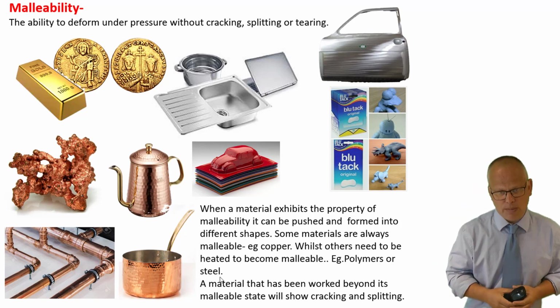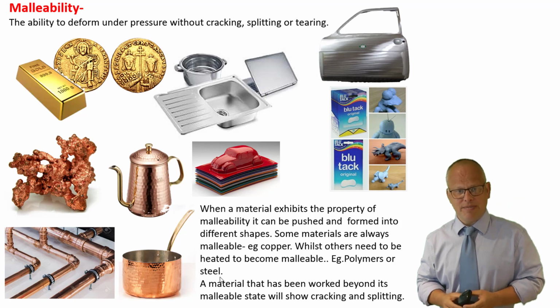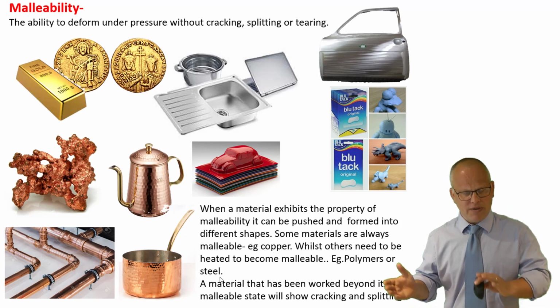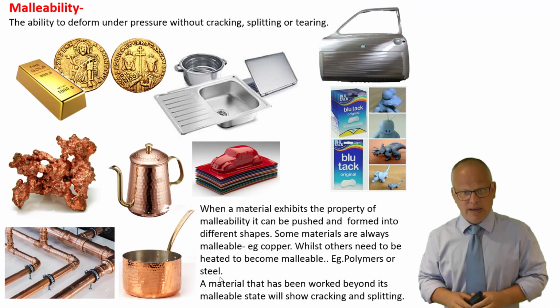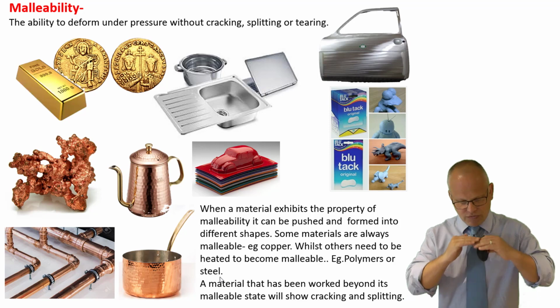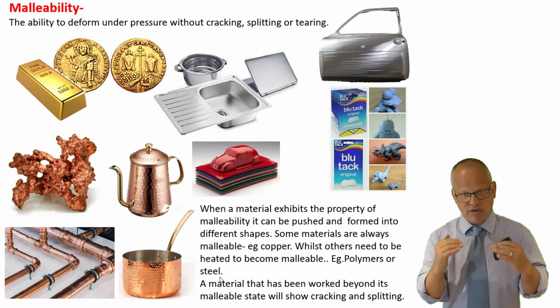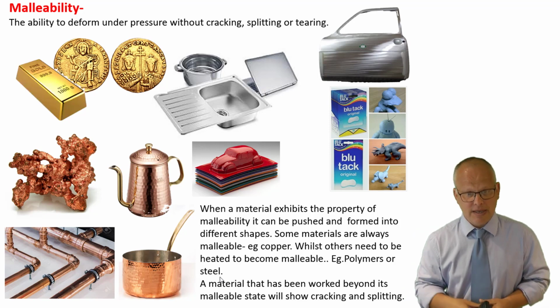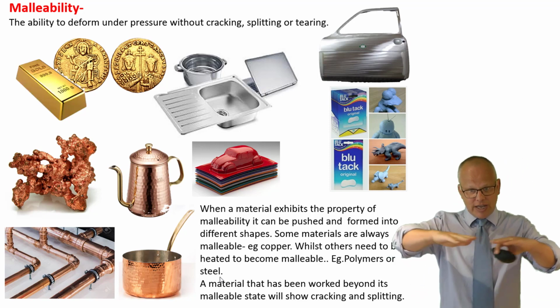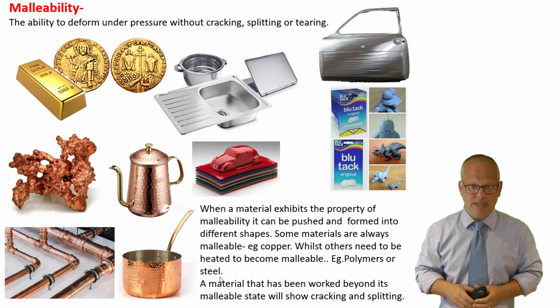Copper is a brilliant example of malleability. There's the famous Newlyn copper workers who did beautiful work. But if you go right back into history, people were able to beat materials like lead, gold, copper into really, really fine sheet and make these incredibly decorative objects because it is a malleable material. By hitting it and forcing it, you can change the shape of it without it tearing or splitting.